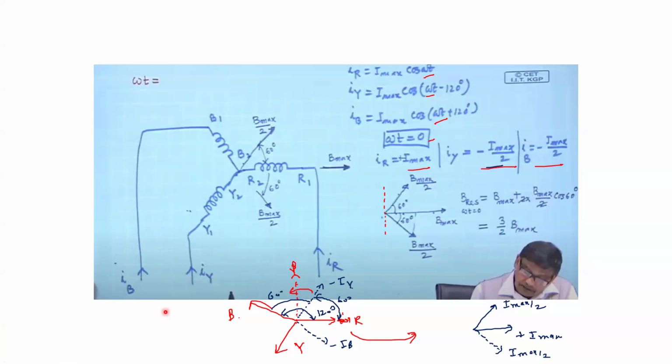So this is Bmax, and then Bmax by 2 cos 60 and Bmax by 2 cos 60. The 2 cancels and cos 60 is 1 by 2. So 1 by 2 plus 1 is 3 by 2 Bmax. If you take omega t equal to 0, 30, 60, 15, 5 degrees, whatever, your resultant MMF magnitude remains 3 by 2 Bmax. That is what sir was trying to say. The magnitude of the resultant MMF remains 3 by 2 Bmax only.